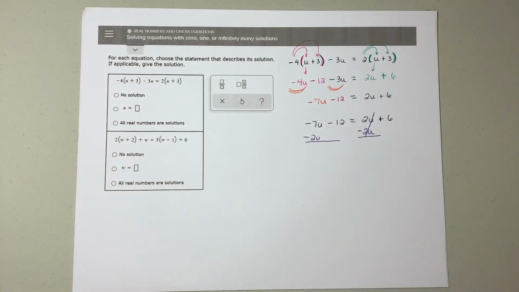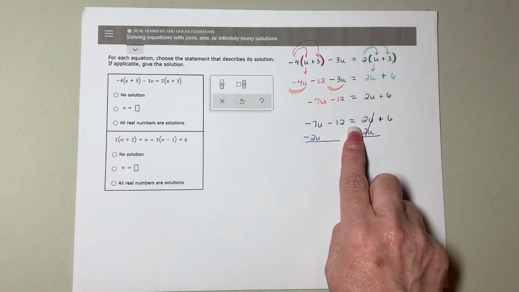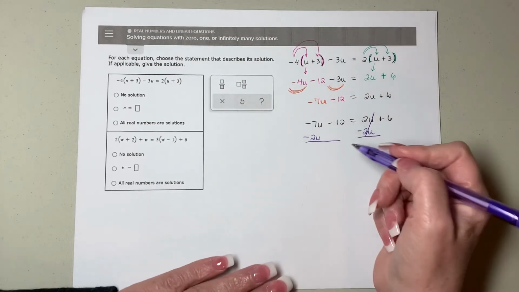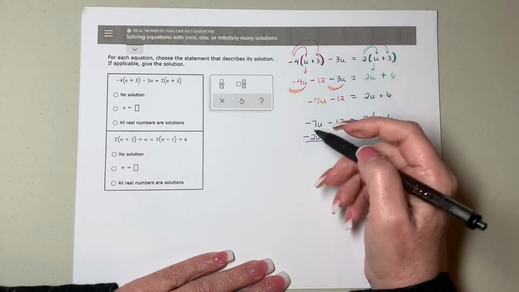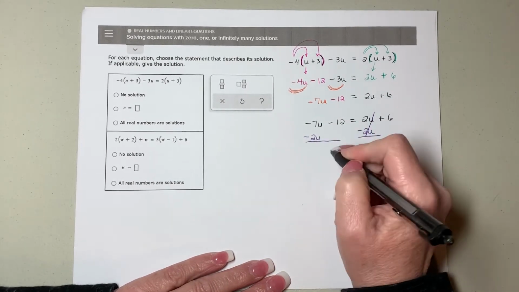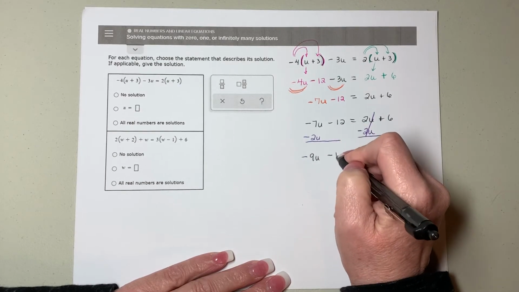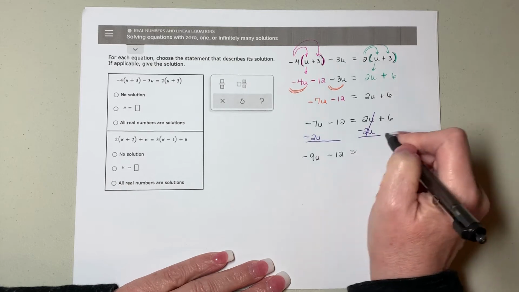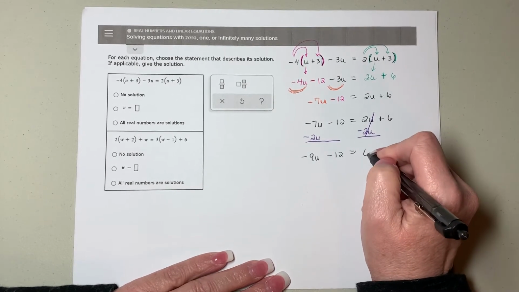So that's the whole idea about what you do to one side, you got to do to the other. You've got to keep the balance. You got to keep the equality. So now negative 7u and negative 2u would be negative 9u altogether. I still have that minus 12. I still have the equal sign. Those canceled. So now all I have over here is a 6.